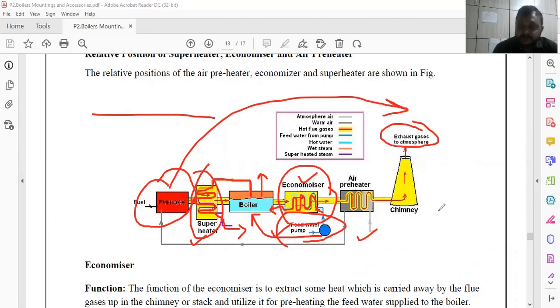Still, some amount of heat is contained in the exhaust gases. So before sending them to the atmosphere through the chimney, they are passed to the air preheater. And inside the furnace, we have to supply some air.